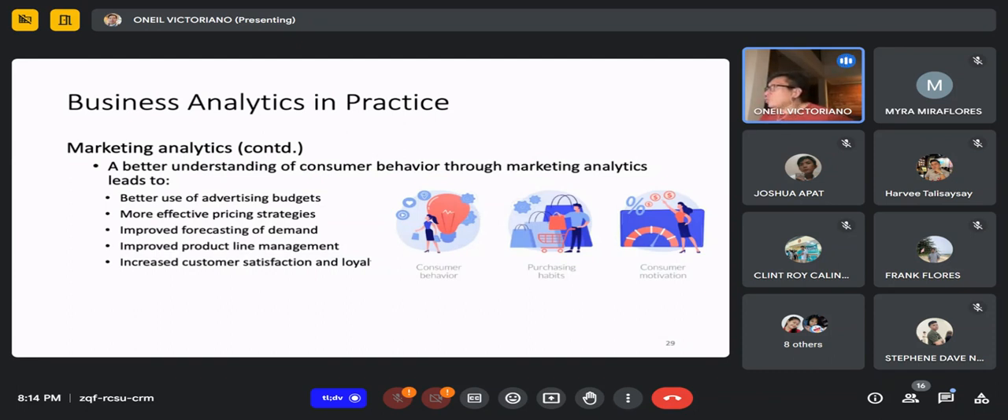So consumer behaviors, like looking into advertising bundles and budgets. You have effective pricing strategies, forecasting demands, product line management, and satisfaction and loyalty. This is where membership cards come in, and those membership cards would get a lot of data for marketing. We do marketing analytics to know the customers and to know the trend of customer buying.